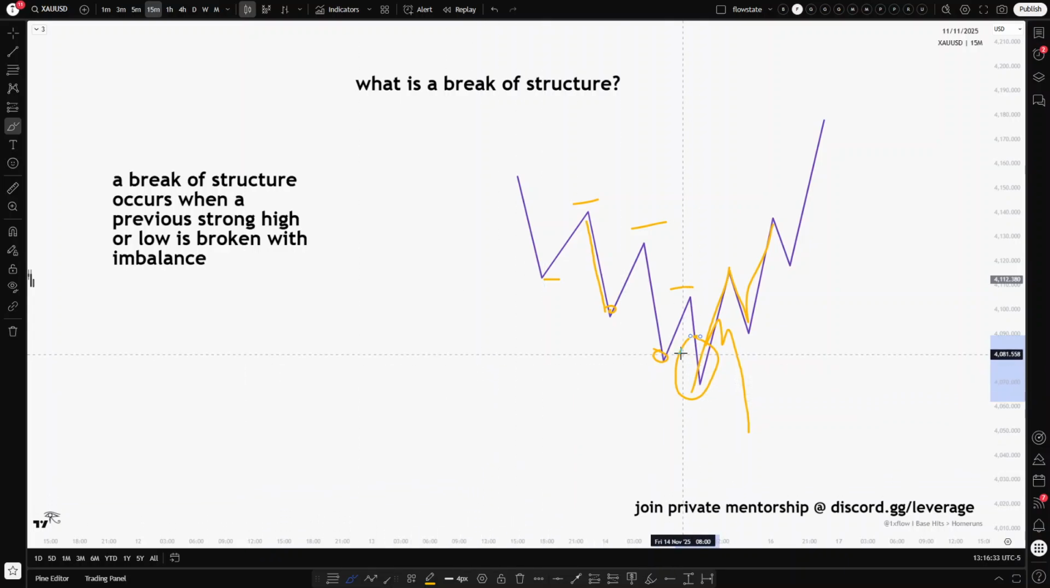A liquidity raid is just going to be that wick behavior. And we'll show you what I mean by wick when we show the charts here in just a second. But a break of structure will be that strong high or previous low that was taken out with an imbalance, creating that break of structure.